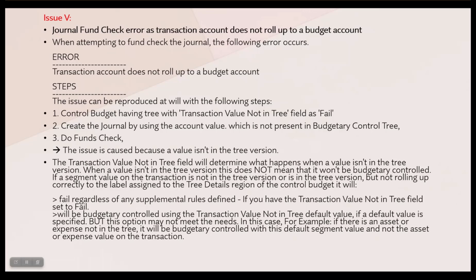If you have the transaction value not in tree field set to fail, it will be budgetary controlled using the transaction value not in tree default value. If a default value is specified, this option may not meet your needs. For example, if there is an asset or expense not in a tree, it will be budgetary controlled with this default segment value and not the asset or expense value on the transaction.